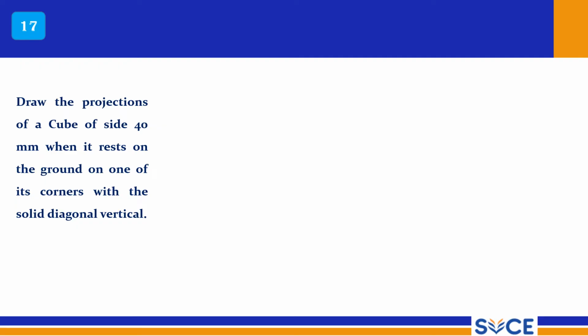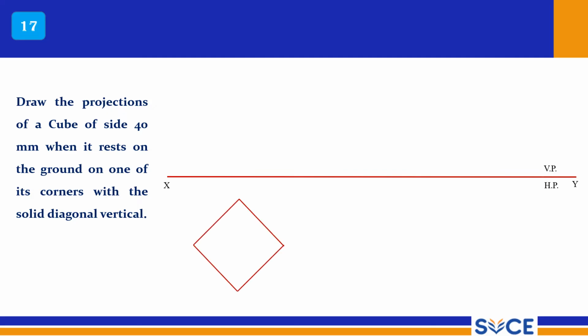When the solid diagonal is vertical, the cube should be drawn in such a way that on the right-hand side you have a corner. You can draw a diamond shape here like this. It can be oriented like this, so on the right-hand side you get this corner. So this is a square.